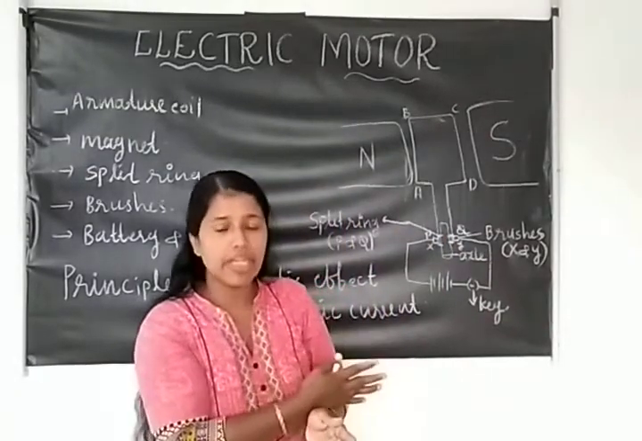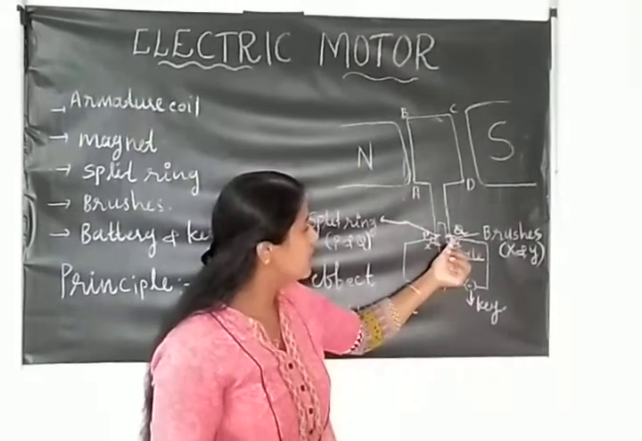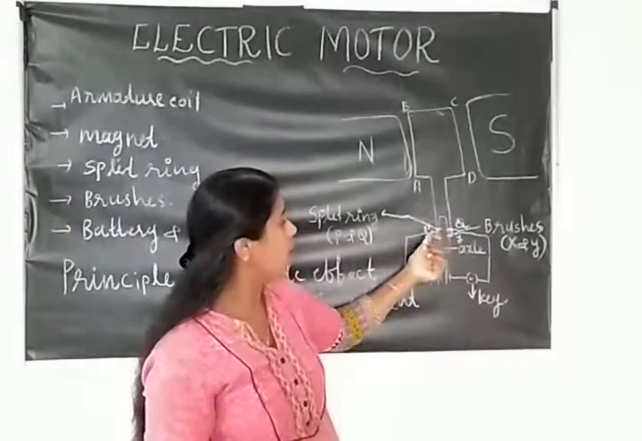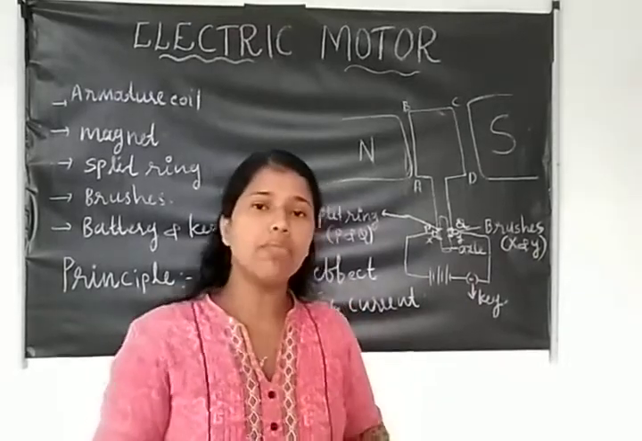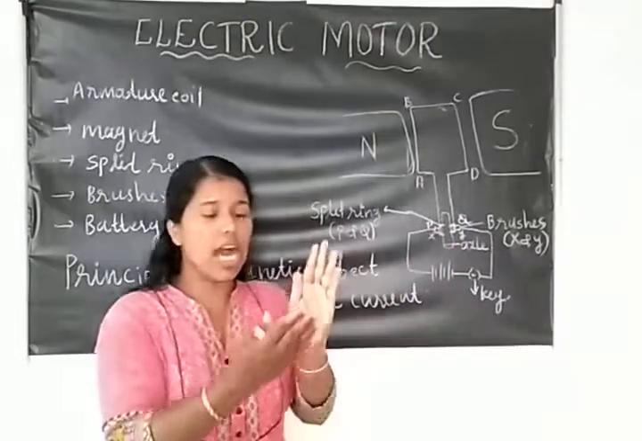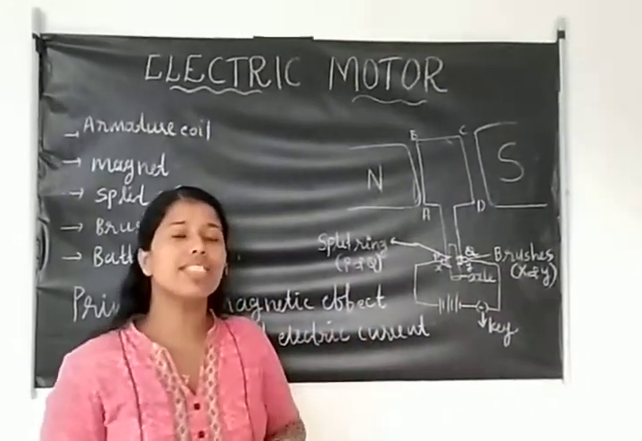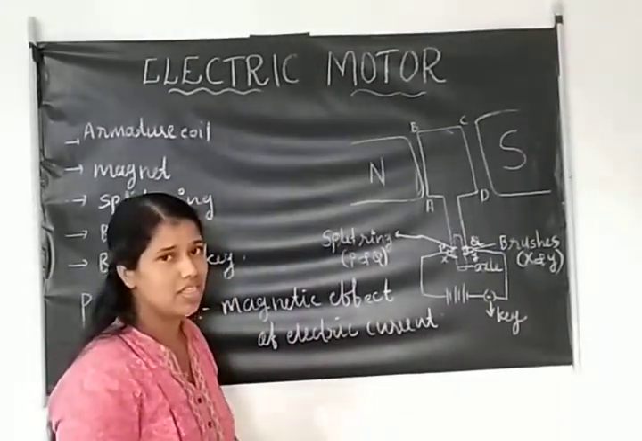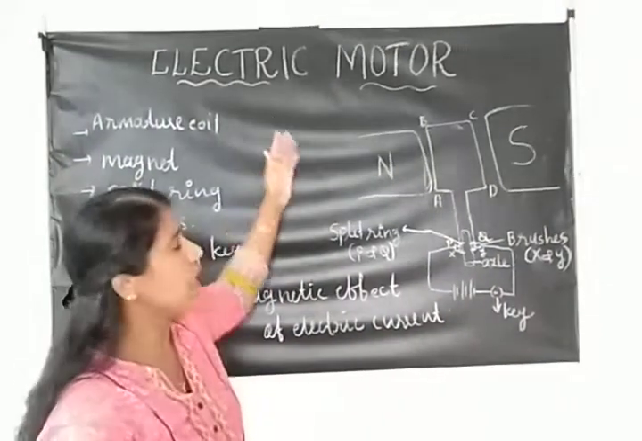Half rotation happened. Then again, when it rotates, Q of the commutator is connected to this side and P changes to the other side. Again current passes and the first half repeats, and again a half rotation happens. Continuously this electrical energy is converted into mechanical energy. This is the working of electric motor.